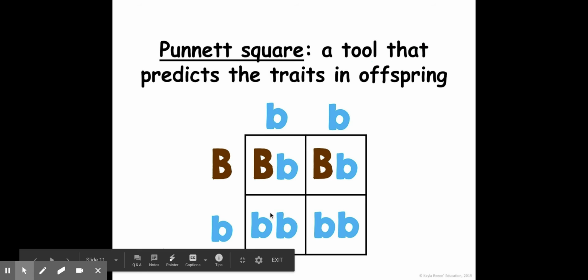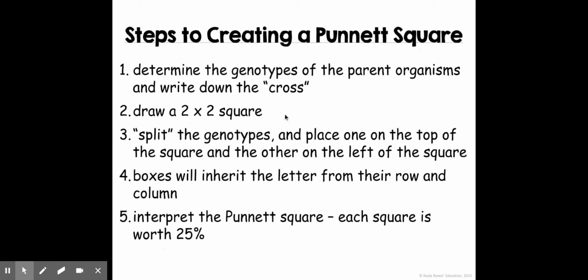So let's look and see how you can create this. There are 5 steps to creating a Punnett square. First, we're going to determine the genotypes of the parent organisms and write down the cross. Then we're going to create a 2x2 square. We're going to split the genotypes and place one on top of the square and the other to the left of the square. Boxes will inherit the letter from their row and column. And then finally, we're going to interpret the Punnett square. Each square is going to be worth 25%.